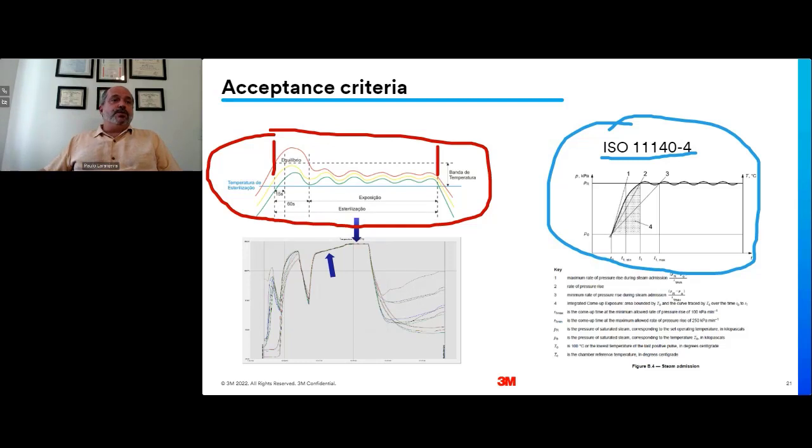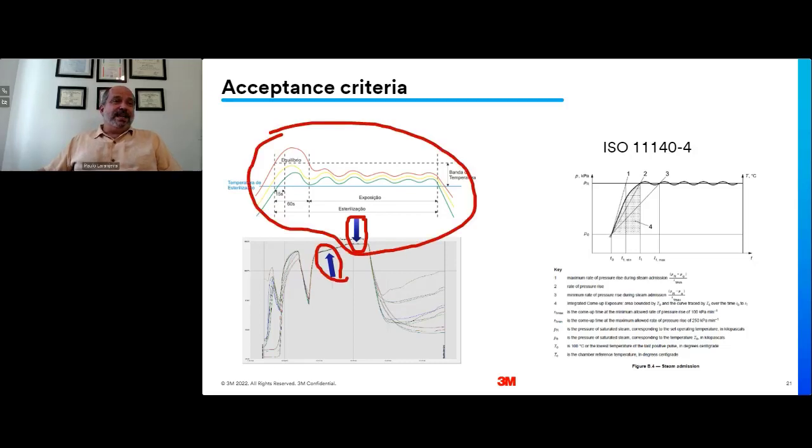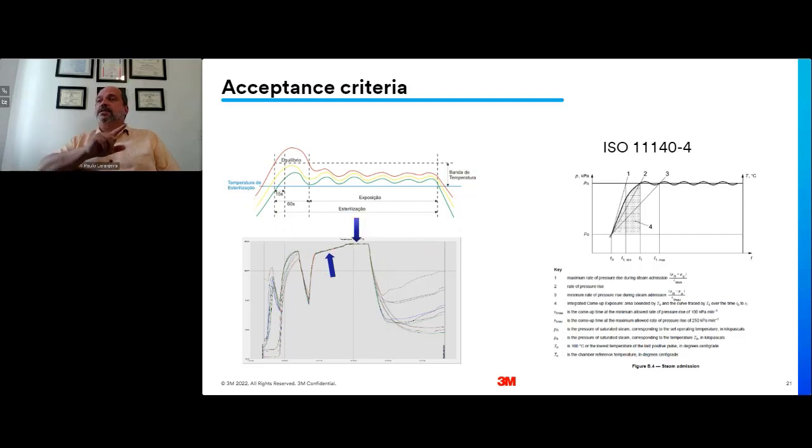So what we are going to have is something that I'm showing here in this graph, where you have the exposure phase being tested and being approved, but not looking at the come up curve. In this case, this was the worst case that I found. This come up curve had 13 minutes. It took 13 minutes from the last vacuum to the beginning of the exposure.